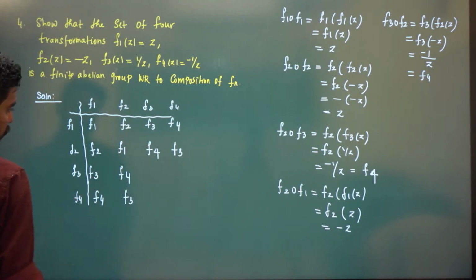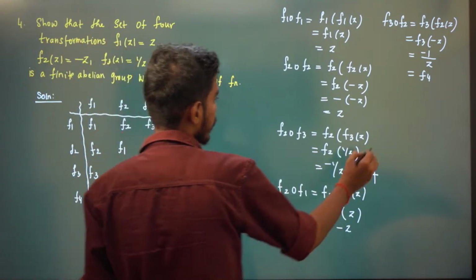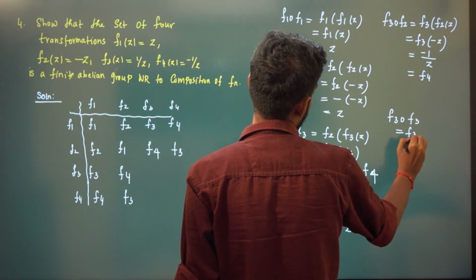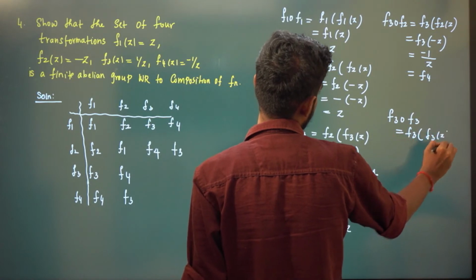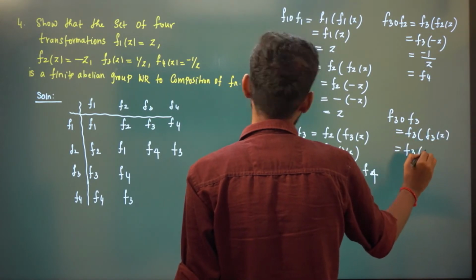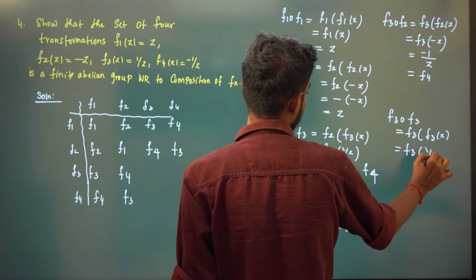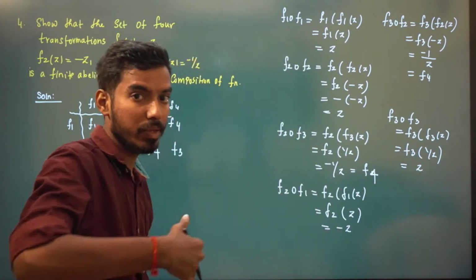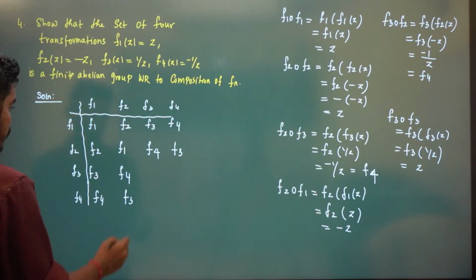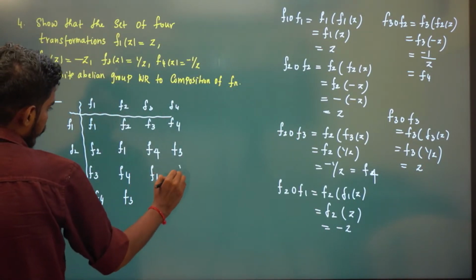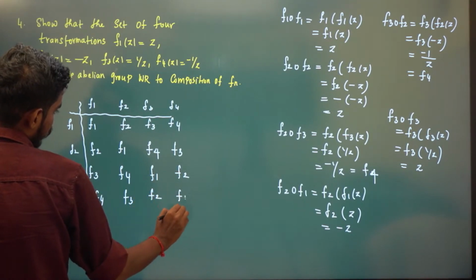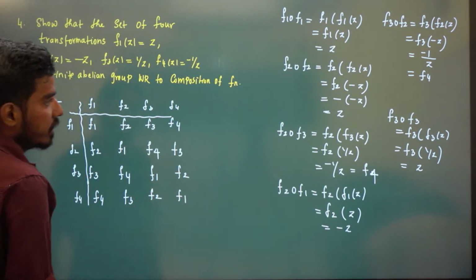Now F3 F3. What is F3 F3? F3 of Z is 1 by Z. So F3 of 1 by Z is Z. It will be 1 divided by 1 by Z, which is F1. So this has to be F2, this has to be F2, this has to be F1. This is the Cayley's table.